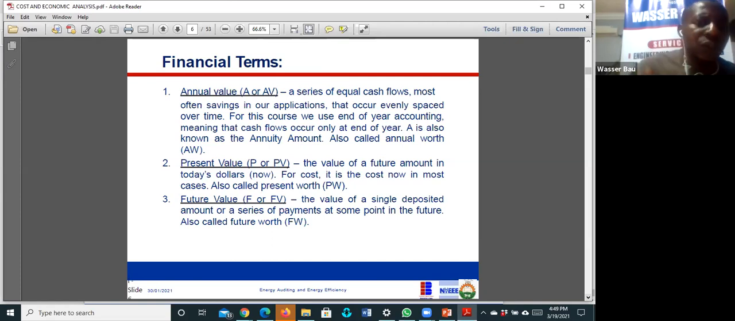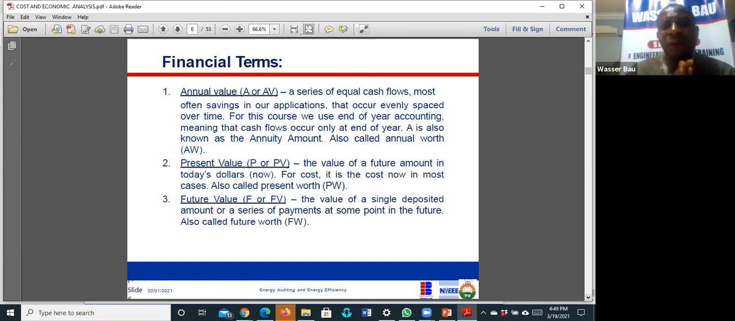Now, there are financial terms we use when we're talking about economic or life cycle analysis of projects, and I would like us to get familiar with them. Some of us that have done MBA, this is your domain. You know it, you can relate with them. Those of us that study engineering, all of us are engineers, pardon me, remember, we did something like engineering economy in school. It's part of our curriculum. But now let us refresh and also remember what those terms are.